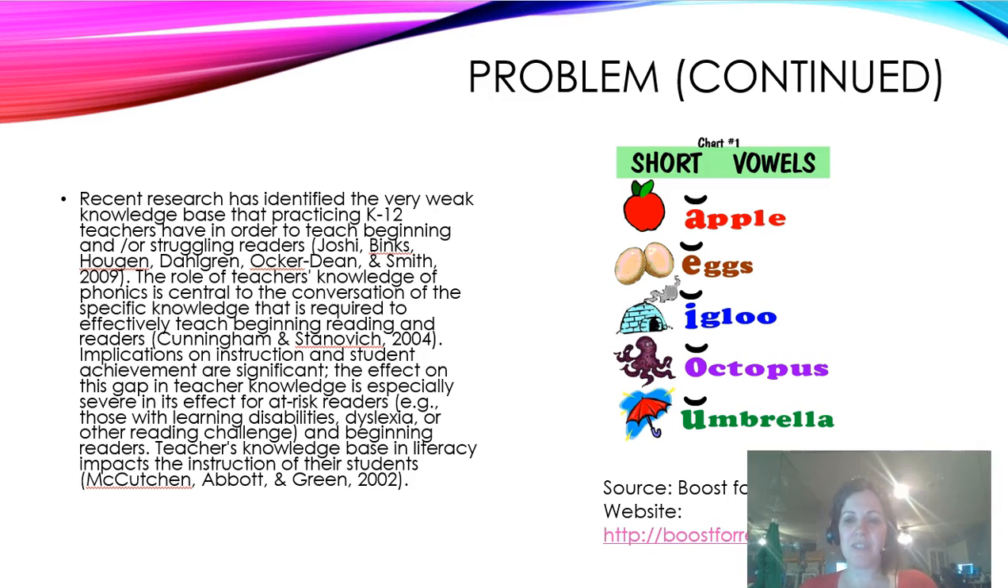A lot of the research points to this idea that some teachers have very weak knowledge about phonics. This can impact their own students' learning if the teacher lacks this knowledge. So I wanted to go ahead and dig deeper in a course that focused on elementary literacy instruction.